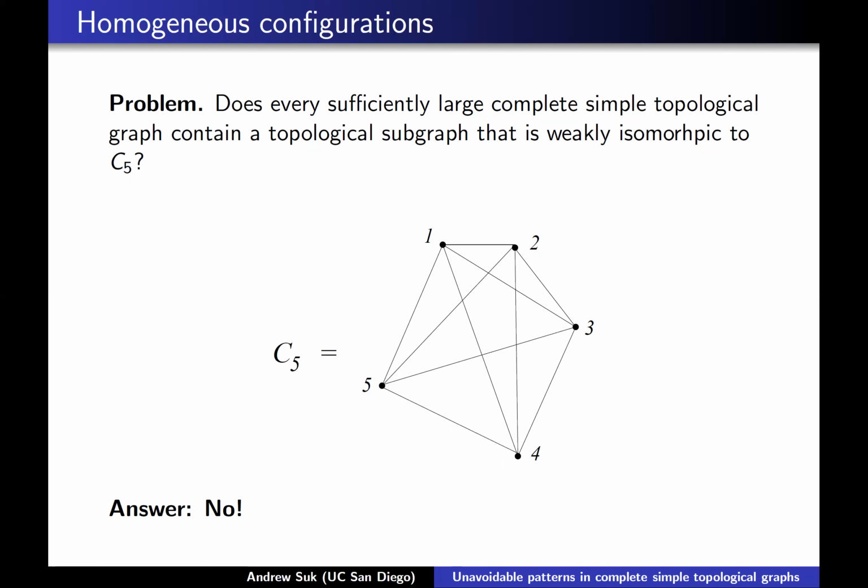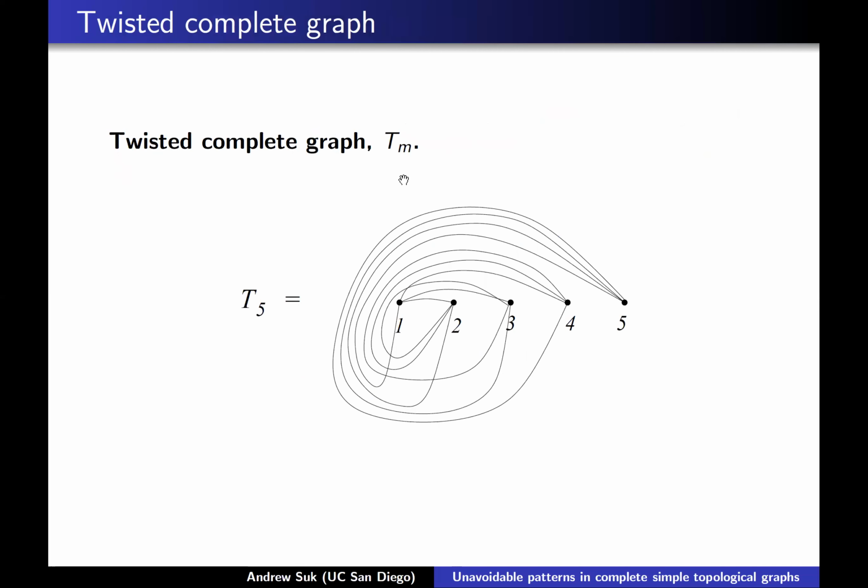The reason why it's no is because of the complete twisted graph, which I'll denote with this T sub m here. It's basically the complete graph drawn in this twisted way, like this. I would say that this is probably not so pleasing to look at. It's not immediately clear which edges cross and which edges don't.